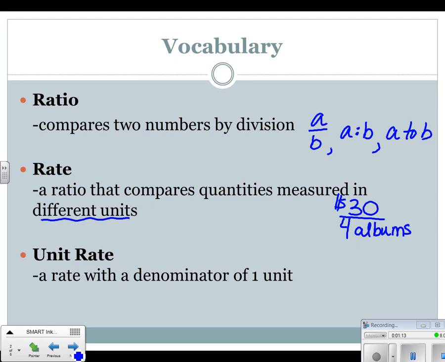A unit rate is a rate with a denominator of 1 unit. So if we have something like 55 miles to 1 hour, where that denominator there is 1, we can also say 55 miles per hour, that per meaning for 1 hour.